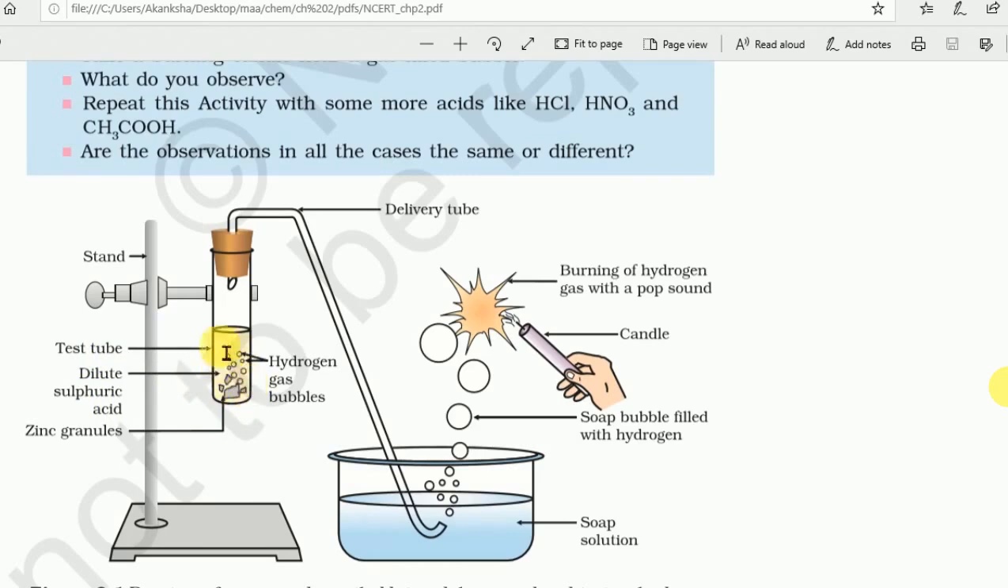Do you remember the same activity we have done in chapter 1 also? That was activity 1.2. This is the same activity, children. So gas bubbles are observed above the zinc granules. This gas is passed through a delivery tube to a soap solution, and this is a colorless gas. As it is a colorless gas, we cannot see the bubbles coming out. It will not be clearly visible.